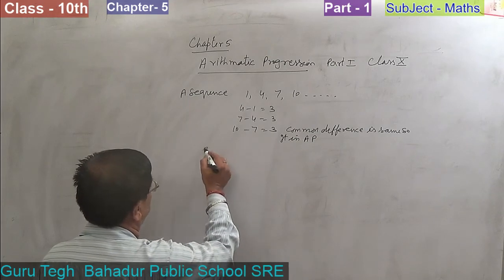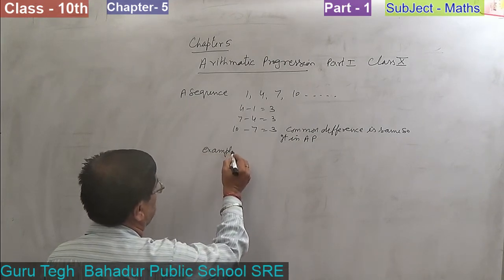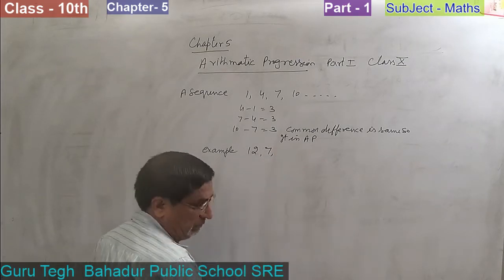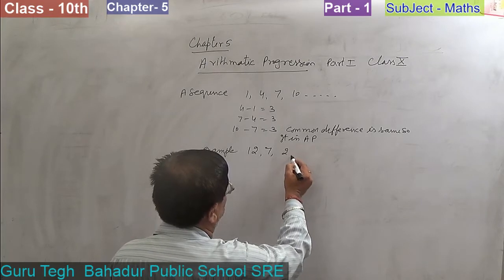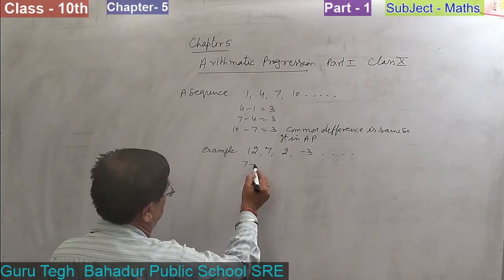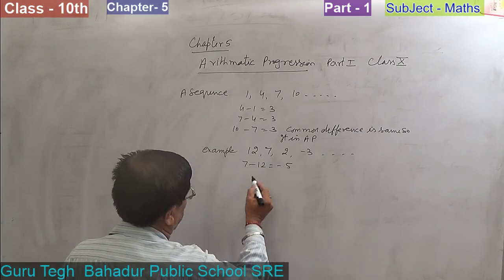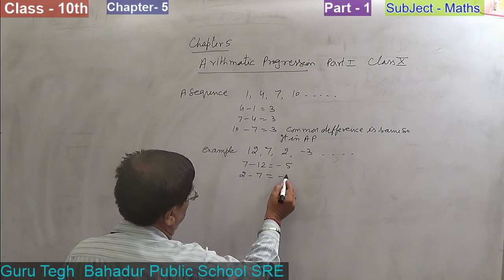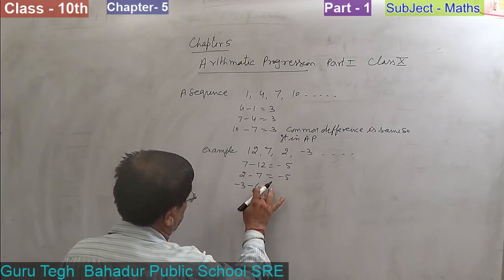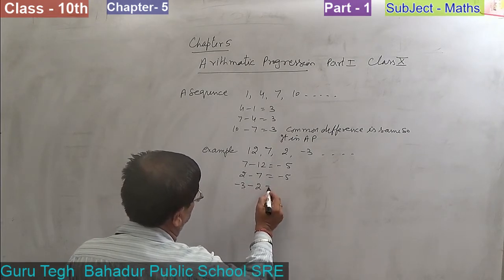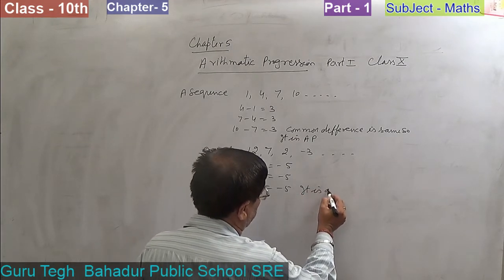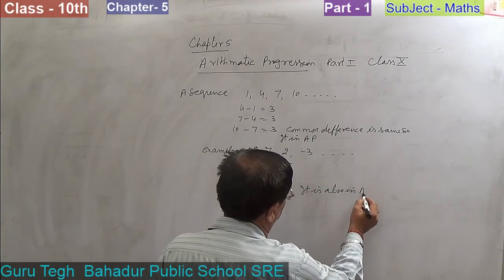See the second example, 12, 7, 2, minus 3. 7 minus 12 is minus 5, 2 minus 7 is minus 5, minus 3 minus 2 is minus 5. So it is also an AP.